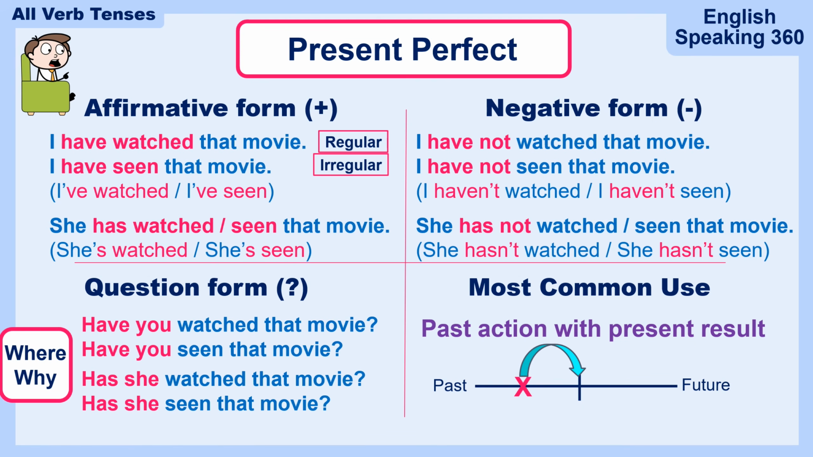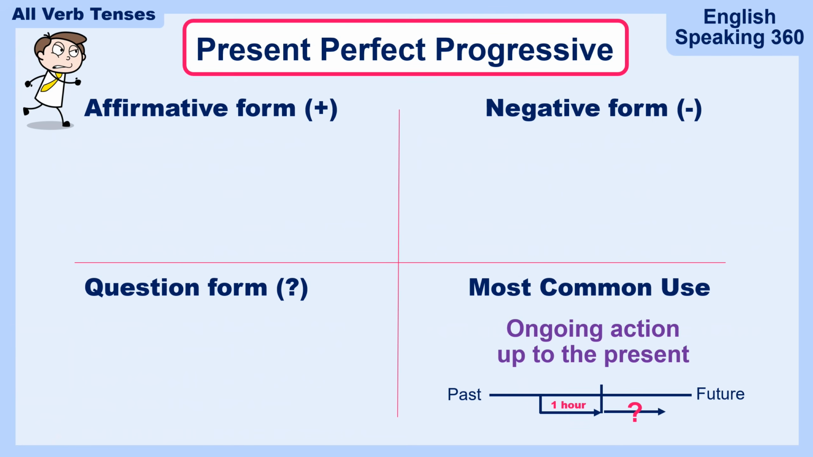Now you can always put a question word before. Where have you seen that movie? Why has she seen that movie? We can also make a negative question here. Haven't you seen that movie? What? Haven't you seen that movie? You're so strange. Everyone I know has seen that movie, but you haven't? What's wrong with you?